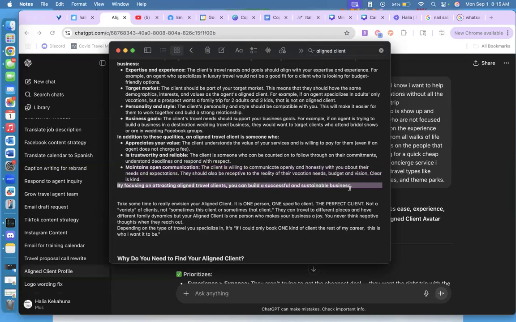By focusing on your aligned client and focusing your marketing on your aligned client, you can build a successful and sustainable business. Okay. Now, again, it does not always mean that you are going to be booking your aligned client, because again, we're talking about the perfect person here. That's not always going to happen, right? That's just the reality of the world. But when you are focusing your marketing on that person, then you're going to get those people more often than if you're just marketing to everybody, right?